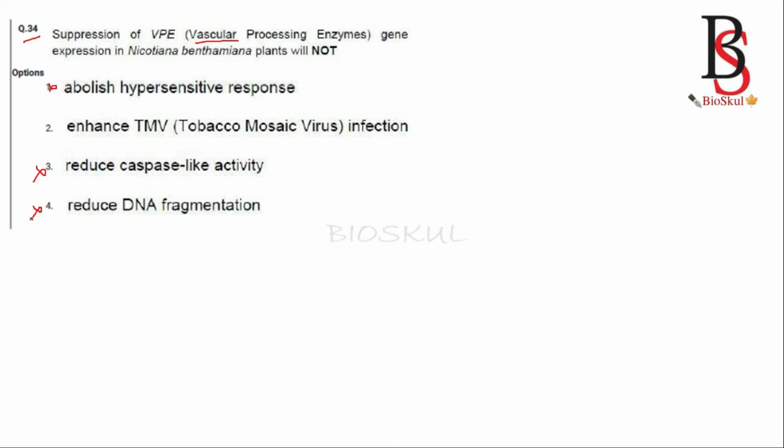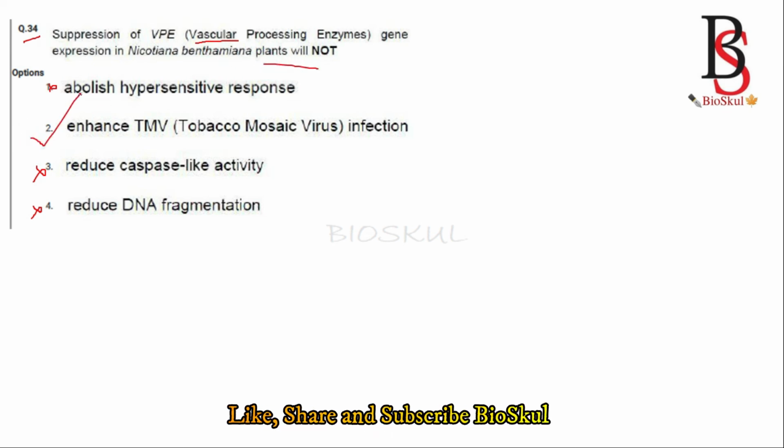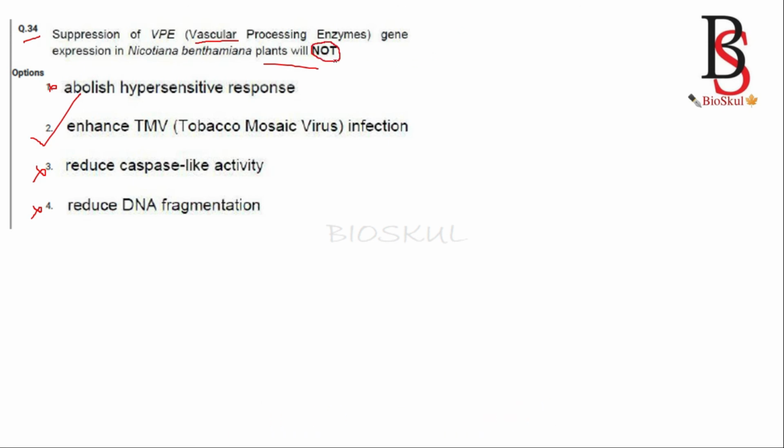If all these activities are reduced, then it cannot enhance the tobacco mosaic virus infection. So it asks, if there is a suppression of the VPE in the Nicotiana plant, then it will not enhance the tobacco mosaic virus infection. So the correct answer is option 2. Before answering the question, it's very important to read the question at least twice because it is asking about not.